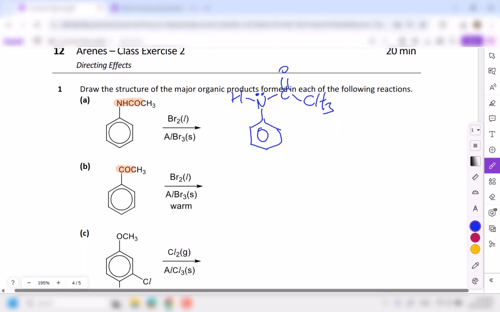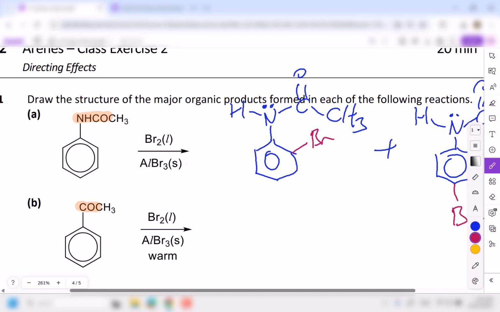Going back to our class exercise. Over here, on the whole, it's an electron donating group, or we call it an activating group. So I'm going to expect the Br to be substituted in either the second or the fourth position. I'm just going to draw this out again. I'm going to expect two answers here. I'm just going to draw in the fourth position, the Br.